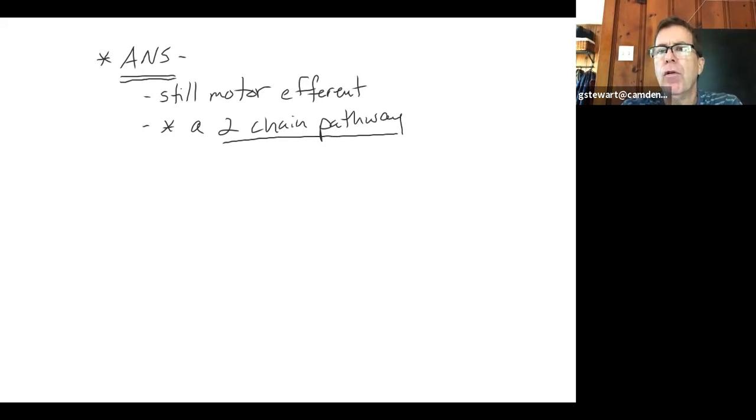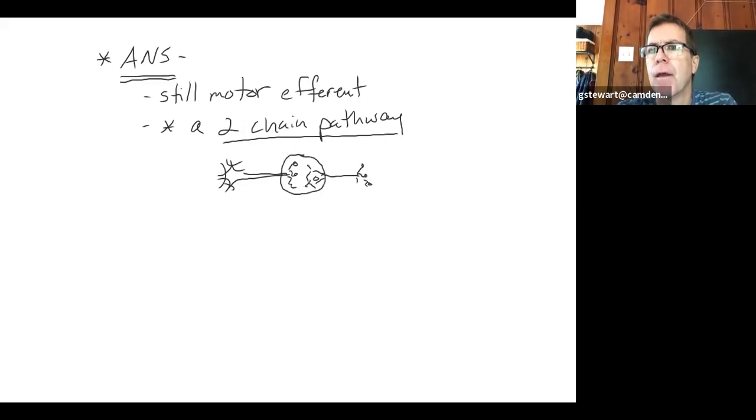So we have a neuron, just to draw it, emanating from the central nervous system. It synapses with another neuron, which then goes to the effector organ. That's what we mean by a two-chain pathway. We call this synapse the ganglia.